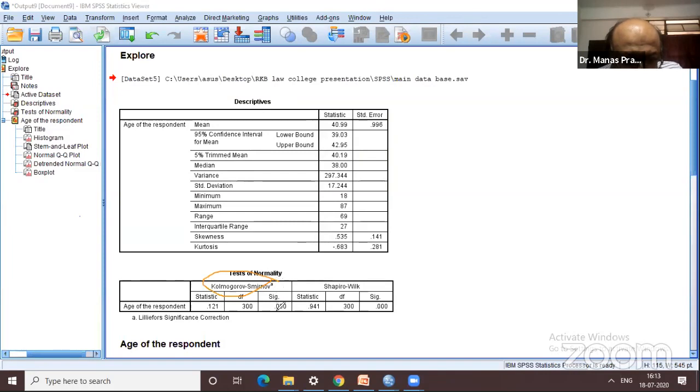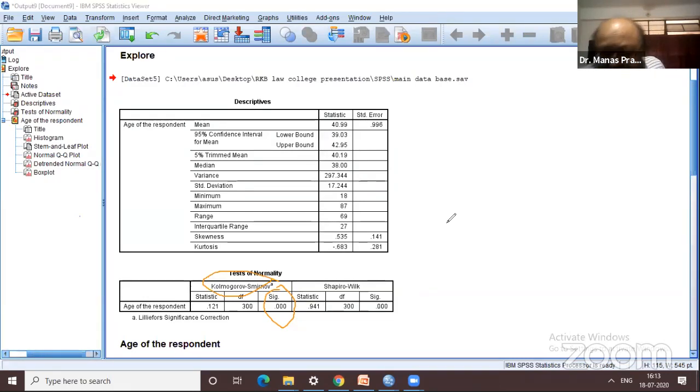Okay. So you see, what does this Sig mean? This is the p-value. So what is the p-value? P-value is 0.000. That means it is less than 0.05. That means we have to reject our null hypothesis. That means my data does not follow normal distribution.